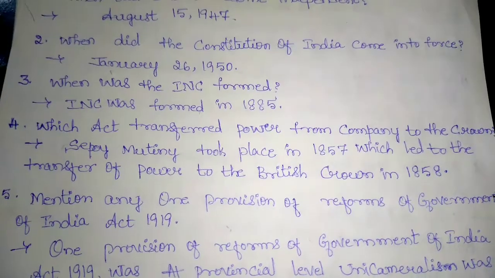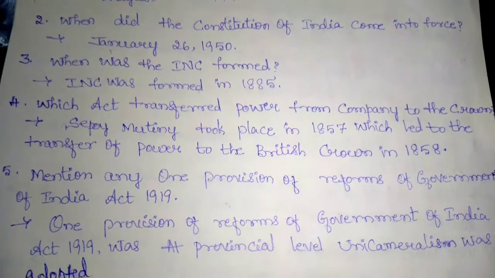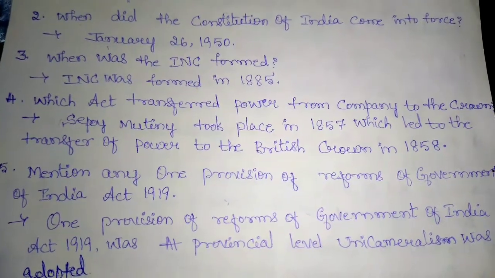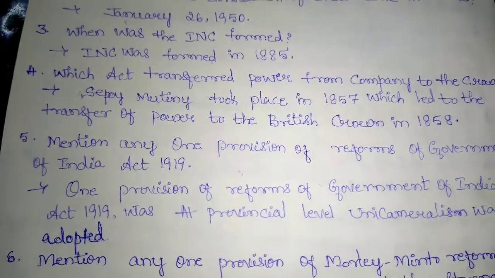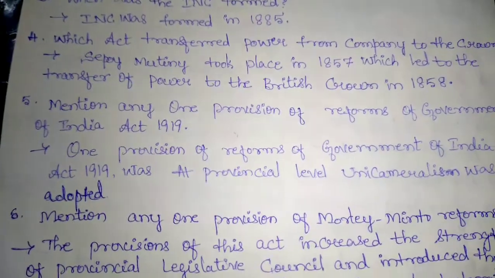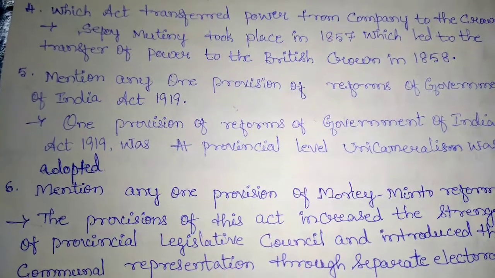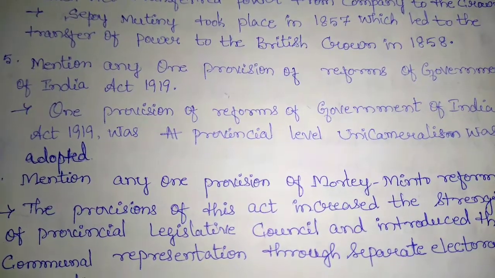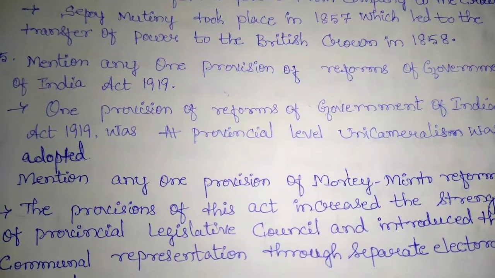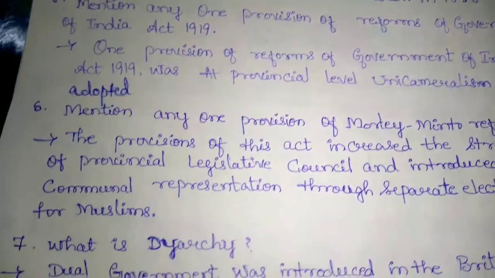Which act transferred power from the company to the Crown? The Sepoy Mutiny took place in 1857, which led to the transfer of power to the British Crown in 1858. Mention any one provision of the Government of India Act 1919 reforms. One provision was that at the provincial level, dual government was adopted.